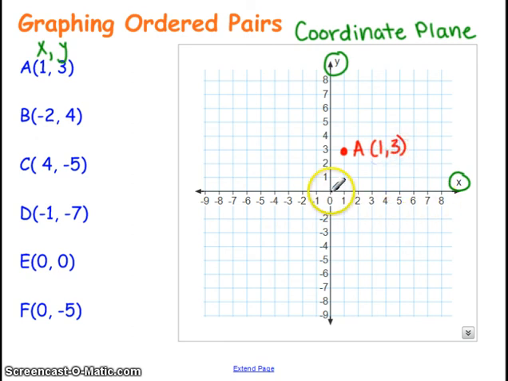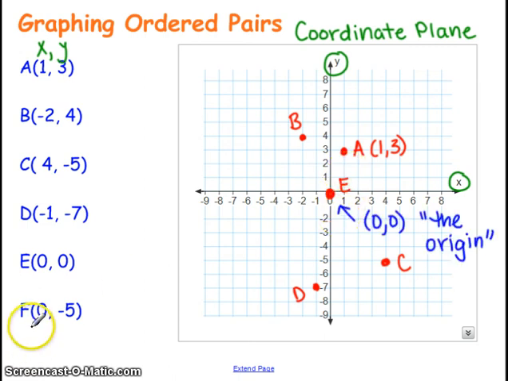If we go to B, that's (-2, 4). We have to go to -2 on the x, and then up to 4 on the y. For C, we go over 4 in the x direction, and then down to -5 in the y direction. For D, we go to -1 on the x coordinate, and then we go down to -7 on the y. The coordinates of E are (0, 0), so we don't go over at all and we don't go up. So we're right here. (0, 0) is a special point called the origin, because that's where we start in both the x direction and the y.